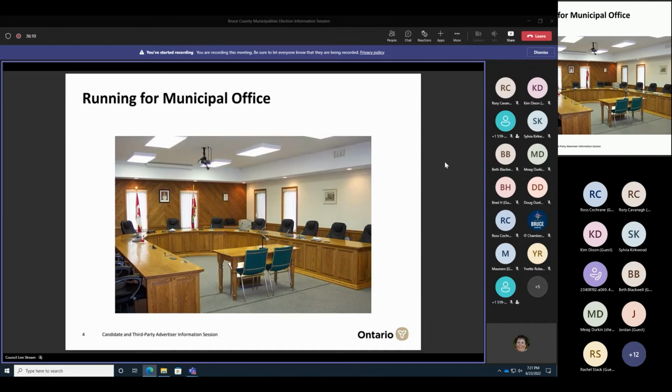So you are considering running for municipal office. Local government is the level of government that is closest to the people and is the most accessible and responsive to the needs of the community. You've made a decision to throw your hat in the ring, or you're thinking about it and are curious to know how to go about it.